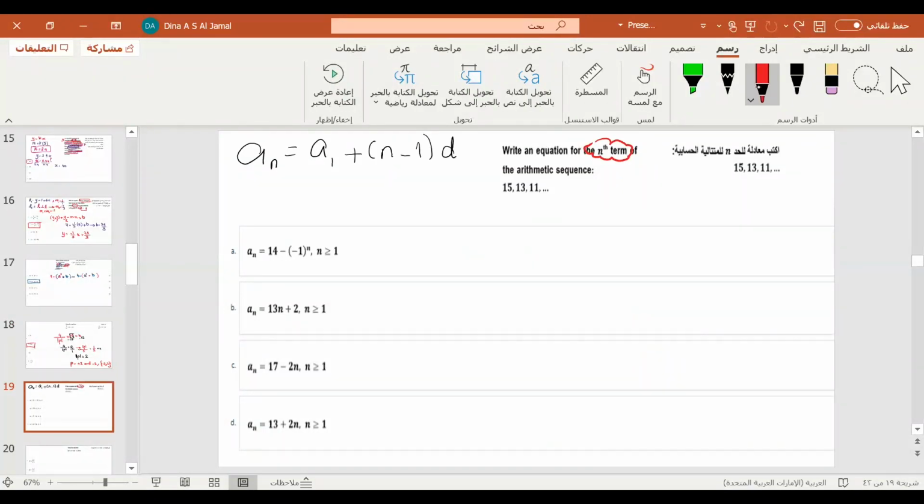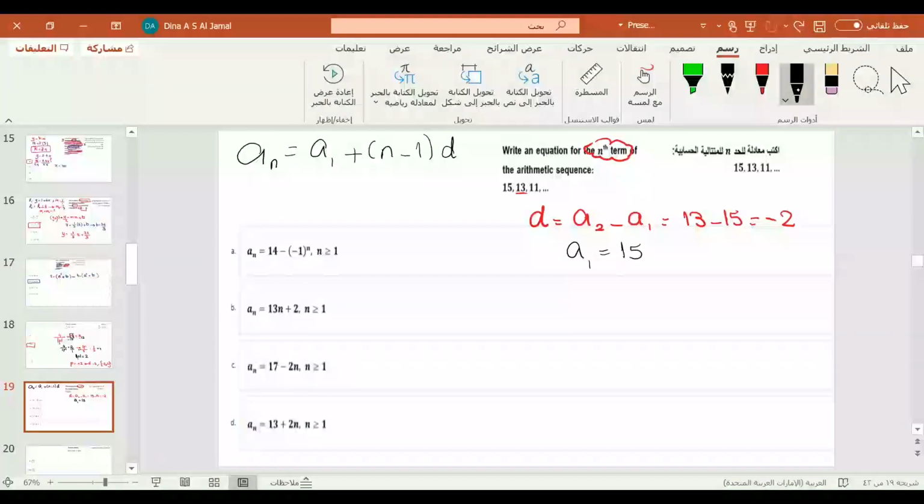So now focus. First of all, find the d. The d, it's all about the common difference. a2 minus a1. That means 13 minus 15, which is all about minus 2. Then your a1, it's all about 15.